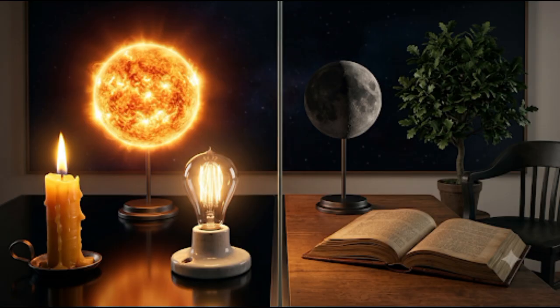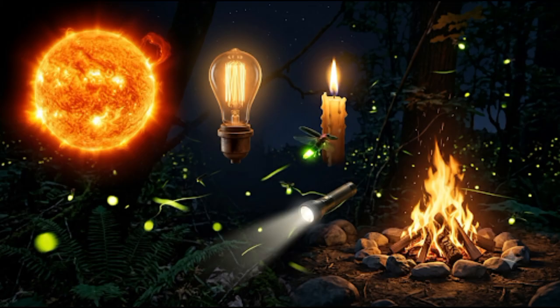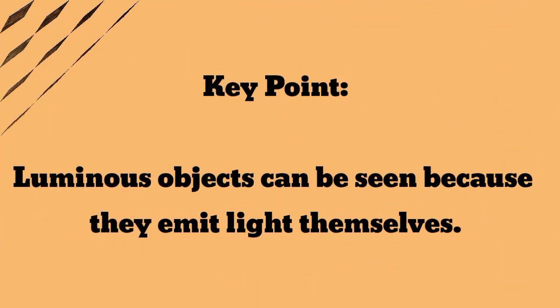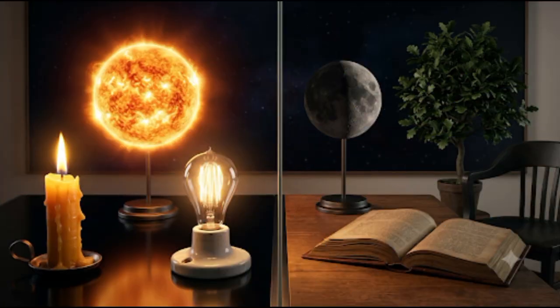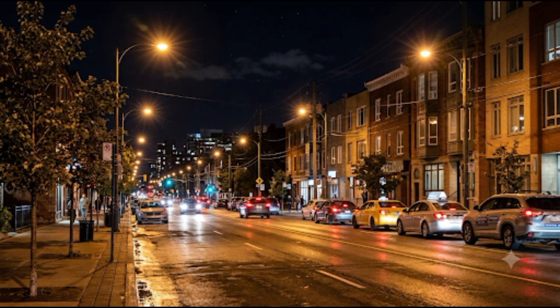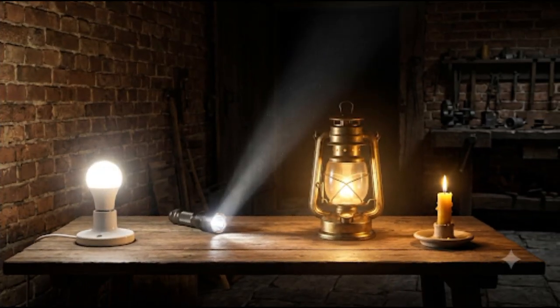Here you can differentiate between luminous and non-luminous objects. Bulb, candle, fire, torch, and firefly. All these things are luminous. So the main key point about luminous objects is that they can be seen clearly because they emit light themselves. For example, the sun is a luminous object. The glowing globe, torch, and candle. Here you can find many luminous objects.